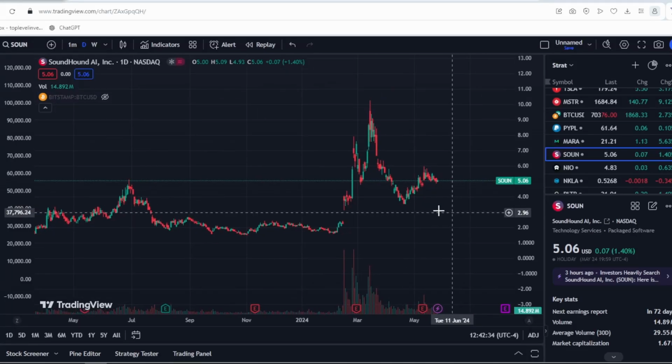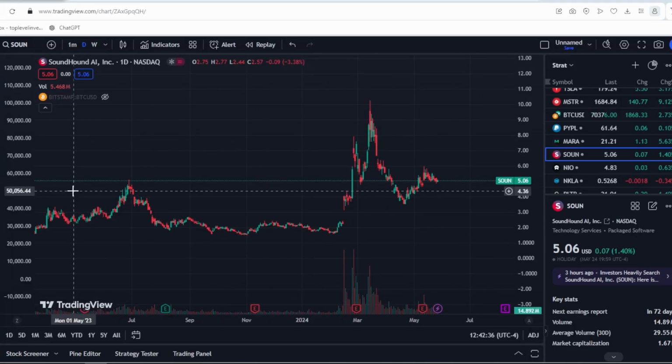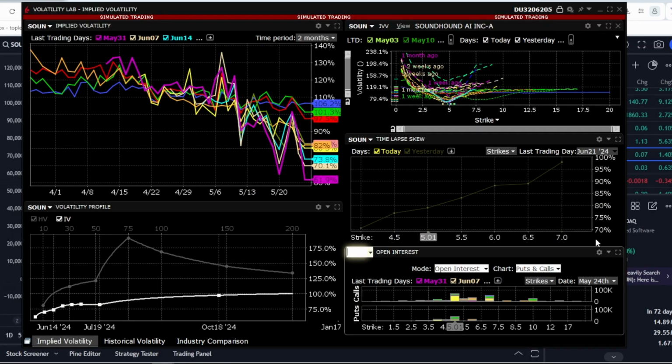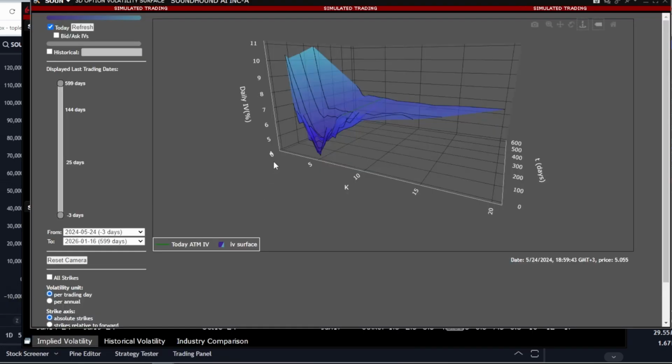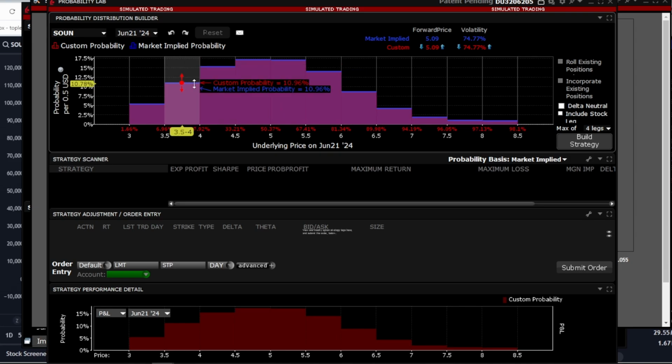Let's take a look at the stock. What is happening here? I will definitely show you the volatility smile, and also look at the support levels. I will show you the 3D volatility as well as the market forecast for this company. Let's start from the very beginning.